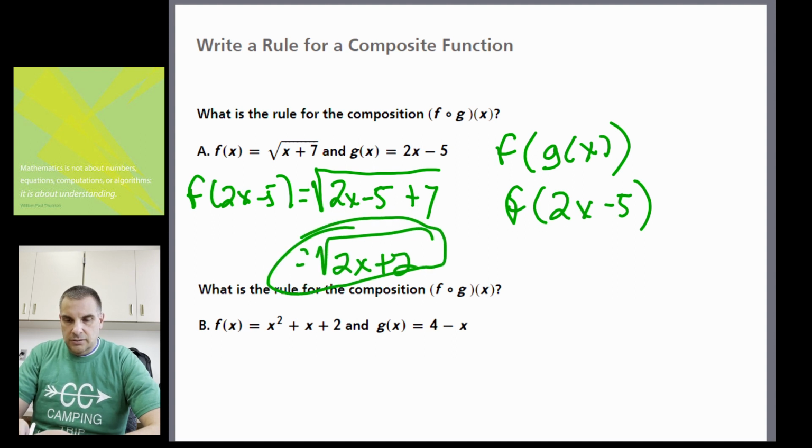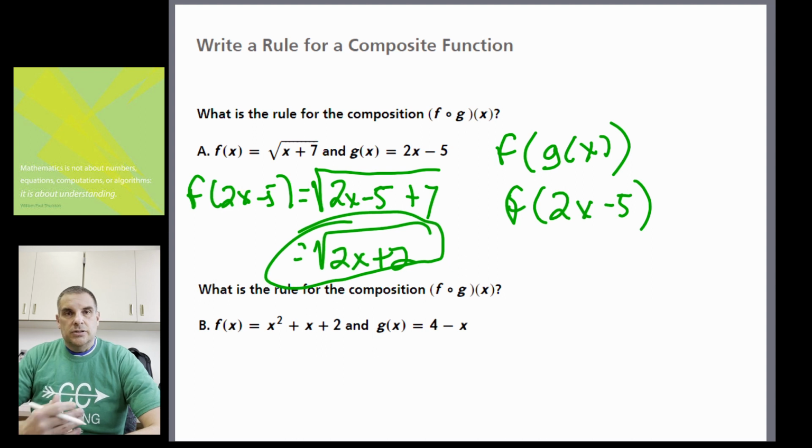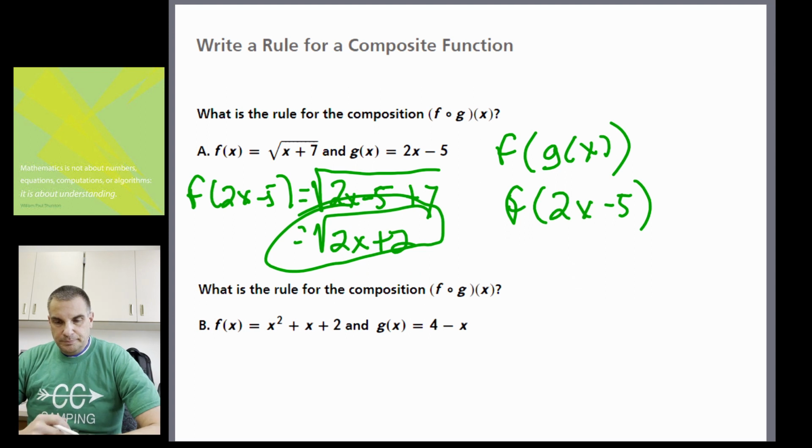And that was a nice circle. So you get the square root of 2x plus 2 for that one. All right, let's go to the next one.